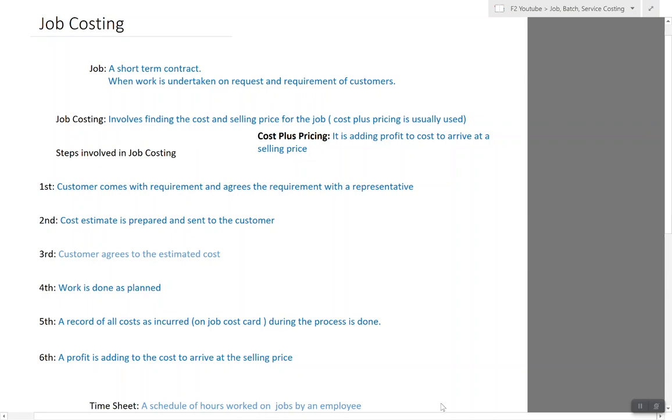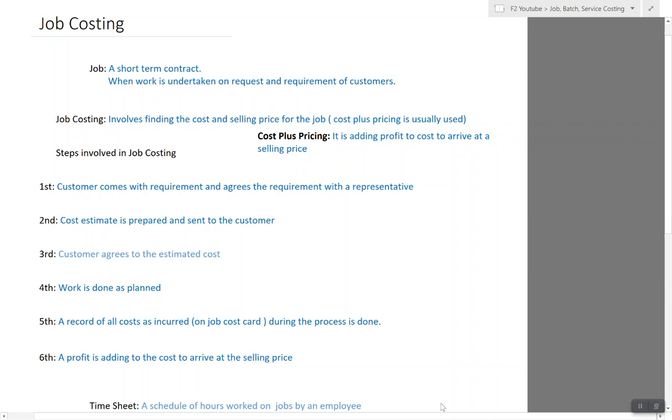Job costing involves finding the cost and selling price, the profit of a job. So what is a job? A job is when things are done on request of customer. It is like a short-term contract, like a project.